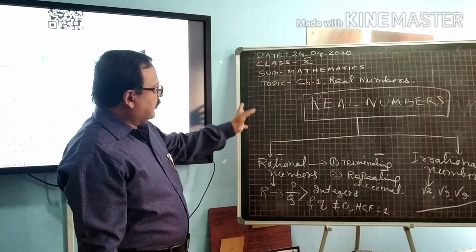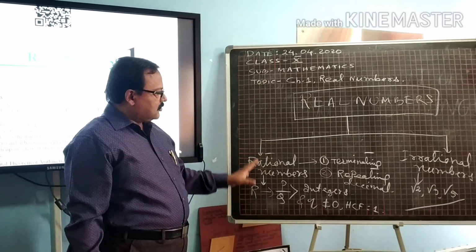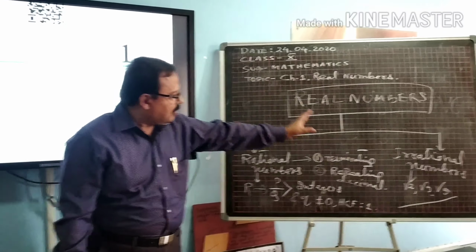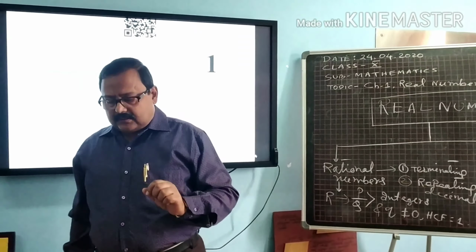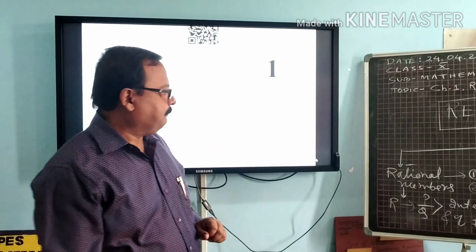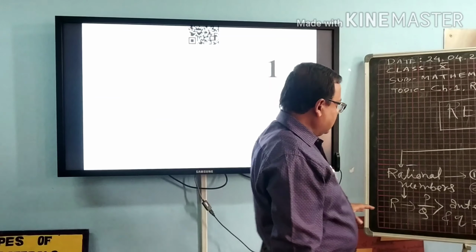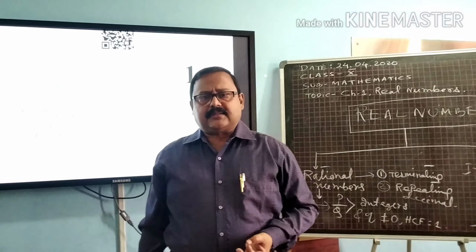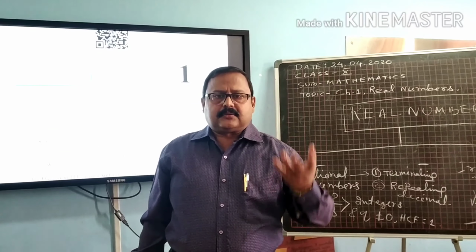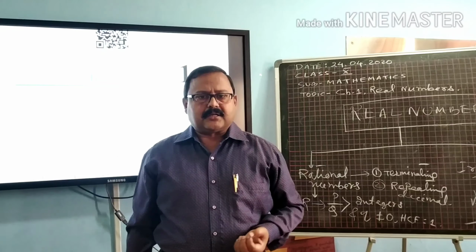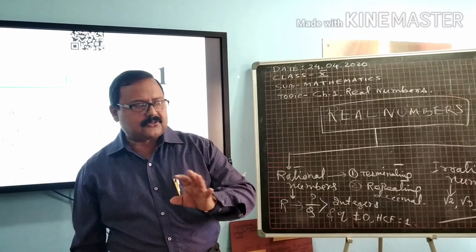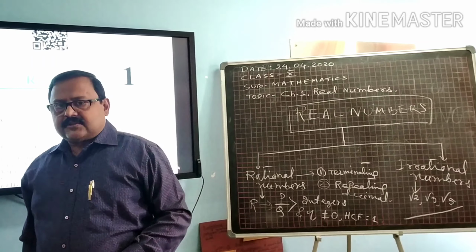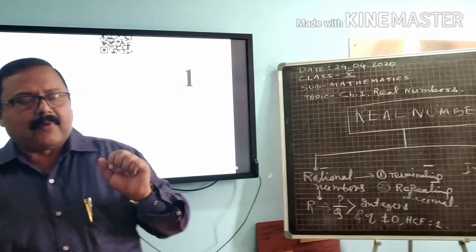Now, the introduction of the real numbers. The whole are called the real numbers. Basically you have learned up to class 9 what are natural numbers, whole numbers, integers, everything you know, and irrational numbers also. Now we are going to teach about the lemma.